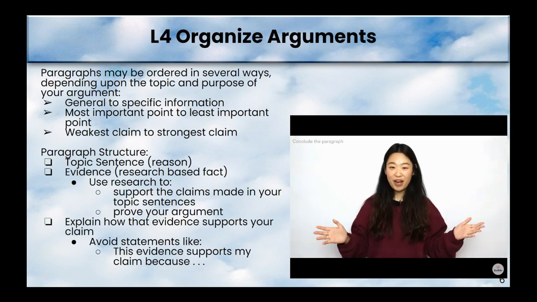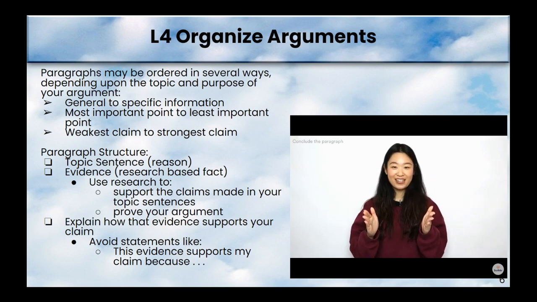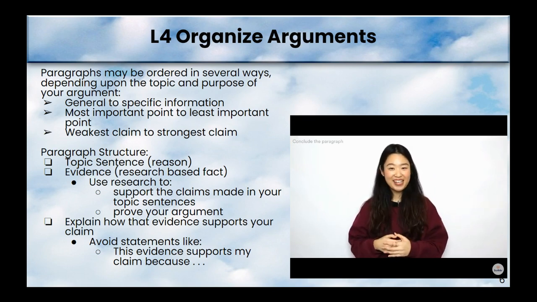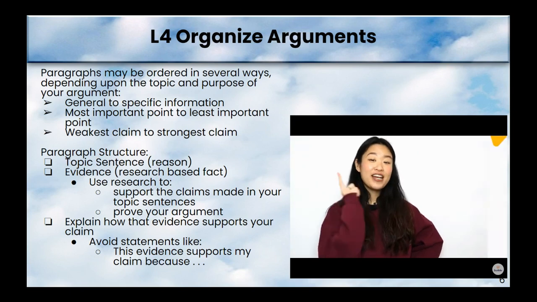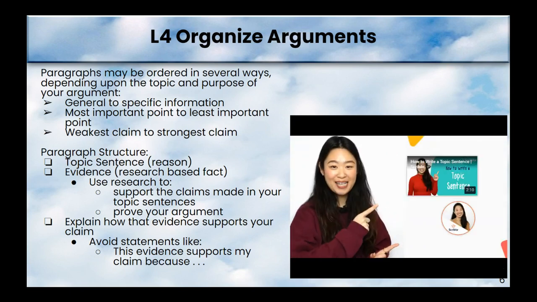Now, this is just one paragraph. Keep building your body section, starting each paragraph with the topic sentence. Speaking of which, our next video is on writing clear topic sentences.